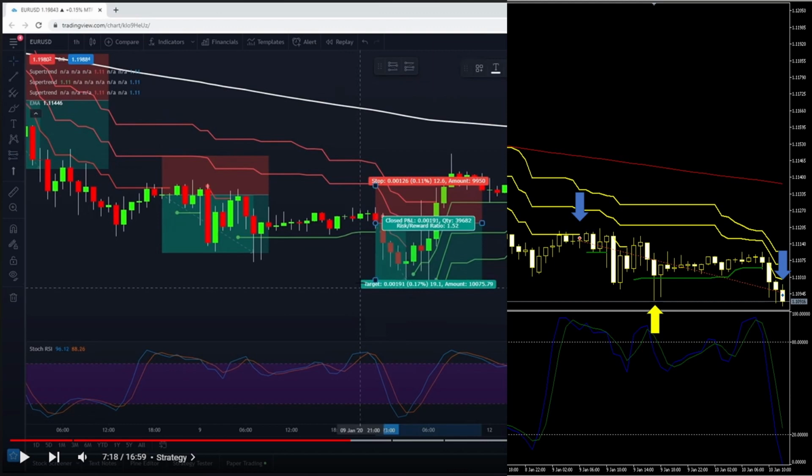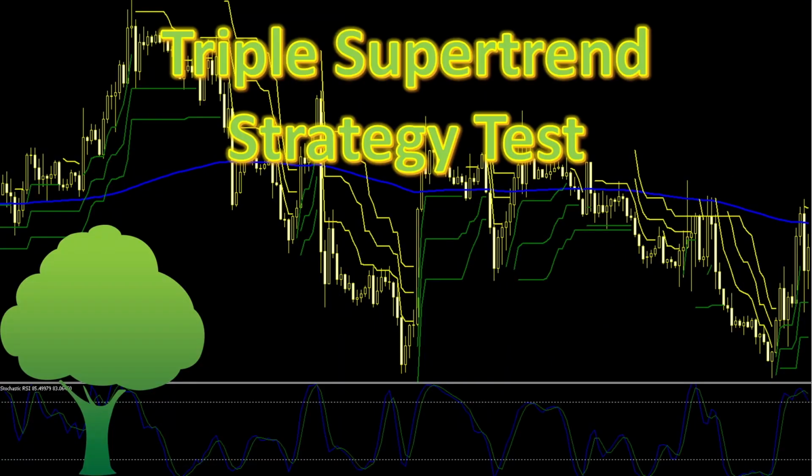And so that's my explanation for differences between my results and the Trade Pro results, that my results actually take into account the difference between bid and ask as the spread, and the Trade Pro results are just looking at the bid price because it's really just drawing these trades on the chart. So that's it for my review of the triple Supertrend strategy.